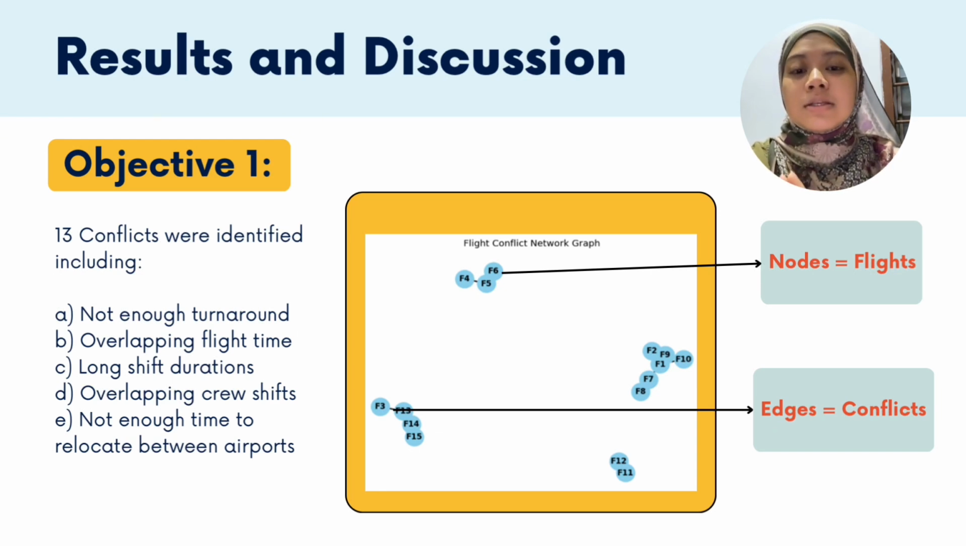We model these conflicts as a graph where each node represents a flight and each edge represents a conflict between two flights. An adjacency matrix was created to clearly visualize these relationships, ensuring that any flight pair in conflict would not be assigned to the same crew.